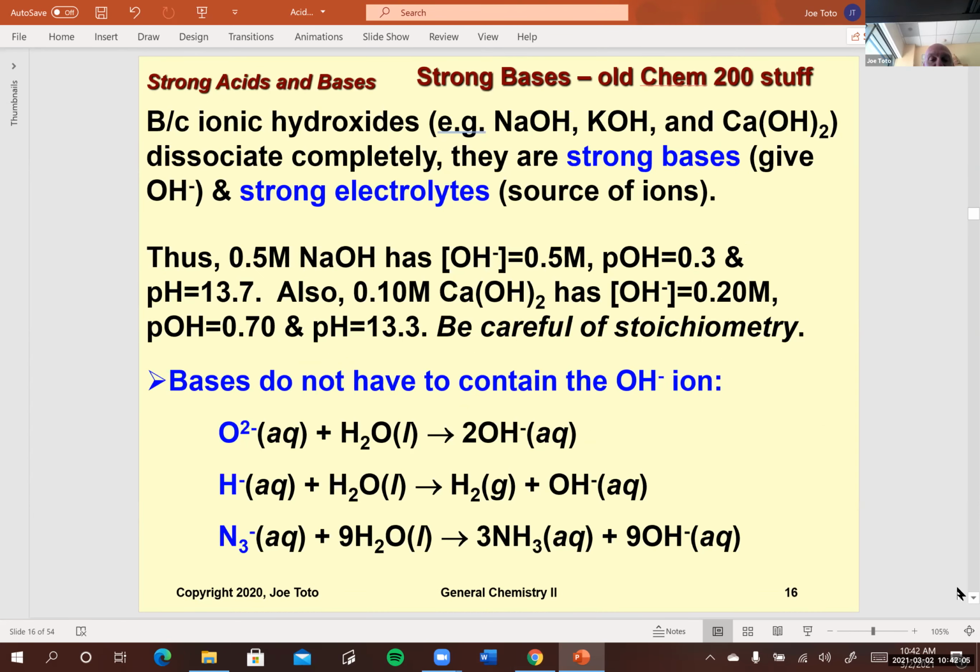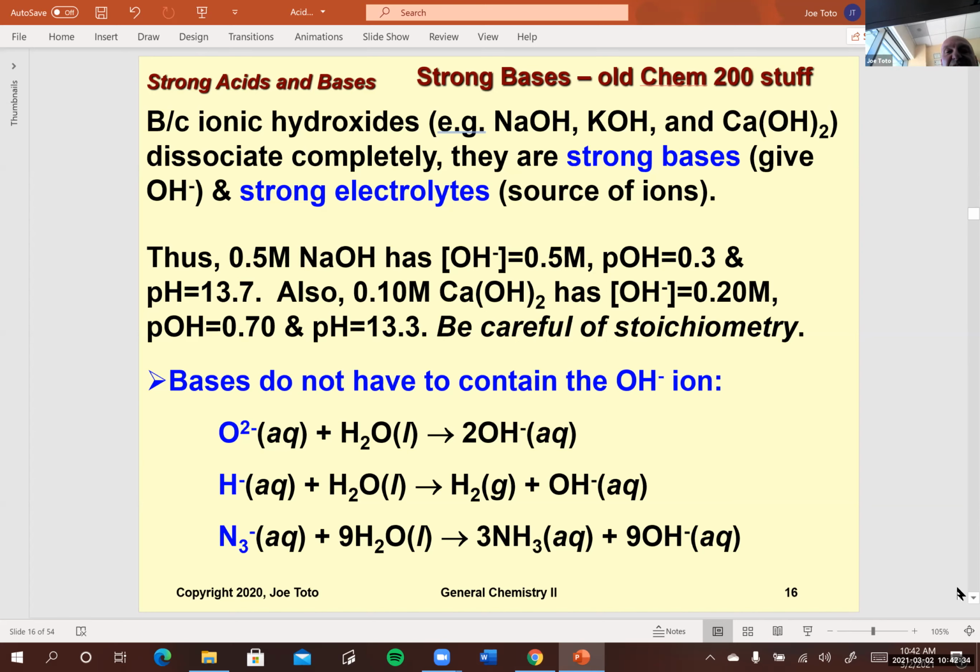All right, moving right along, we have the identification of strong bases, because we're going to need to know them from weak bases, because we're going to need to know when limiting reagent techniques from Chem 200 should be applied and when equilibrium techniques from 201 should be applied. So for strong bases, it's a lot easier to recognize those guys.